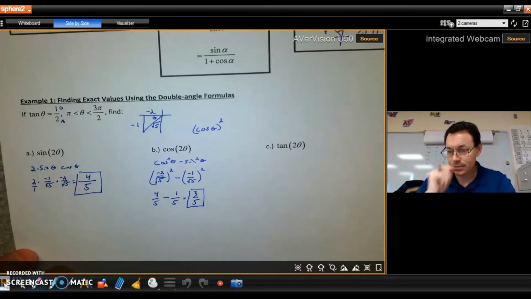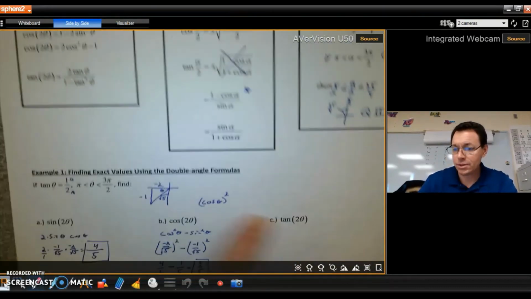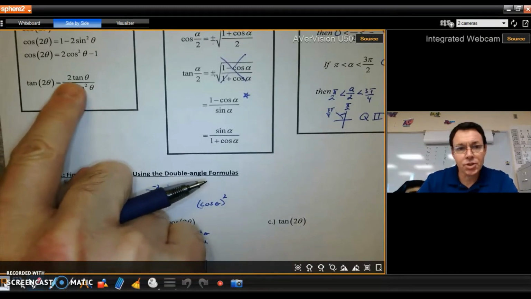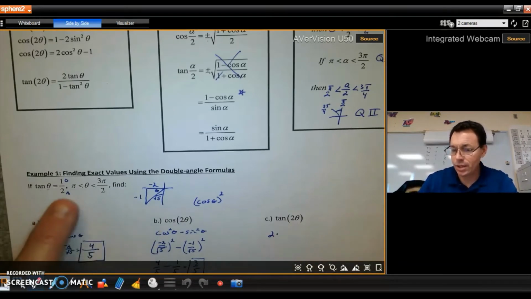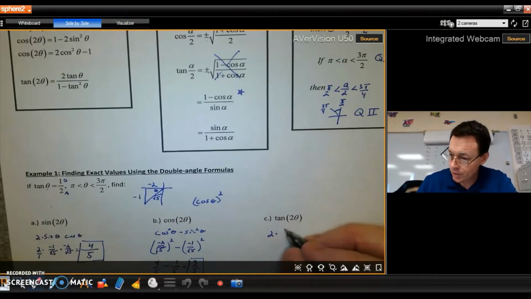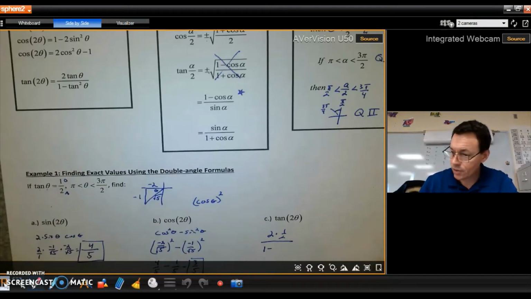That's your answer. Okay? All right, last one. Tangent of 2 theta. So here's the tangent formula. It's 2 times the tangent of theta. So 2 times, what's the tangent of our theta? Well, it's 1/2. 2 times 1/2 over 1 minus the tangent squared. So 1/2 squared.